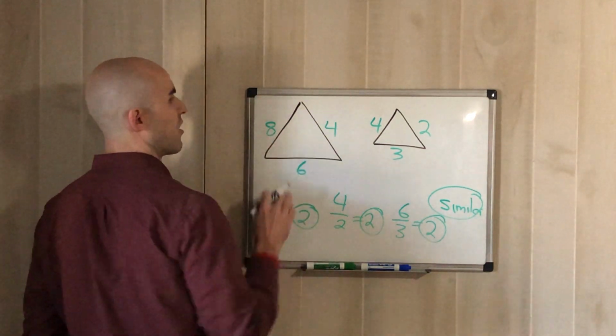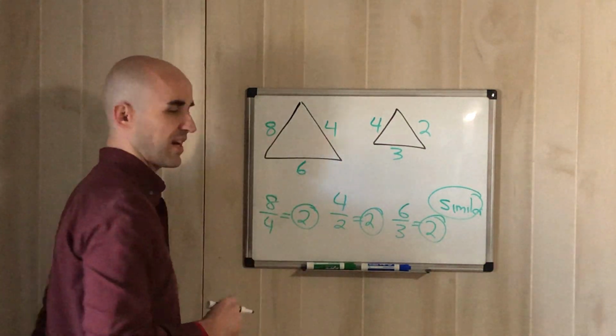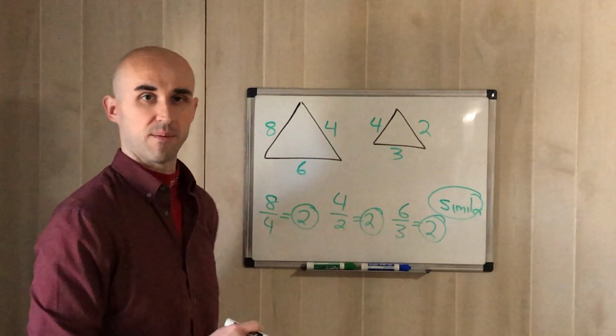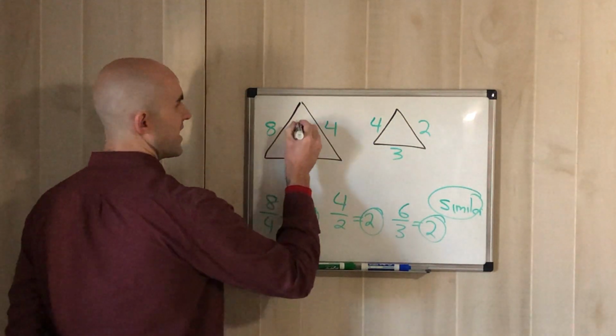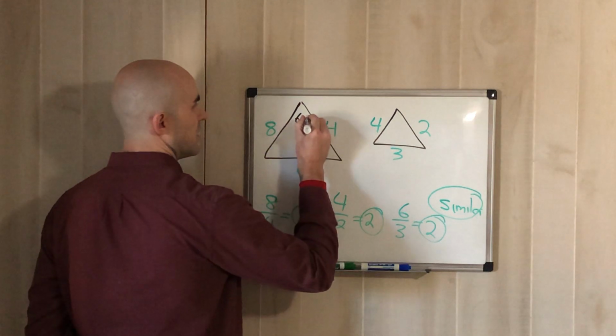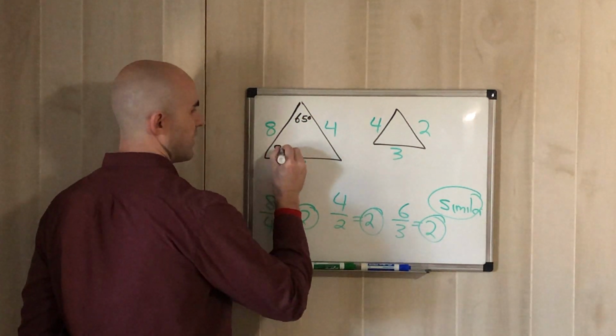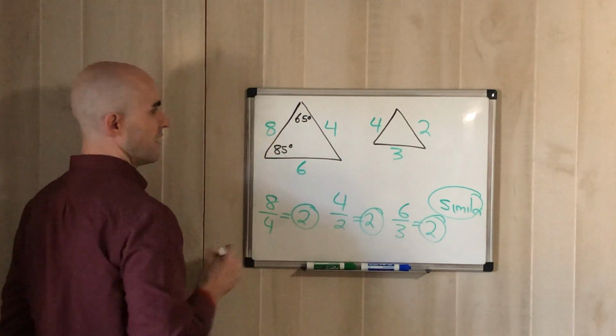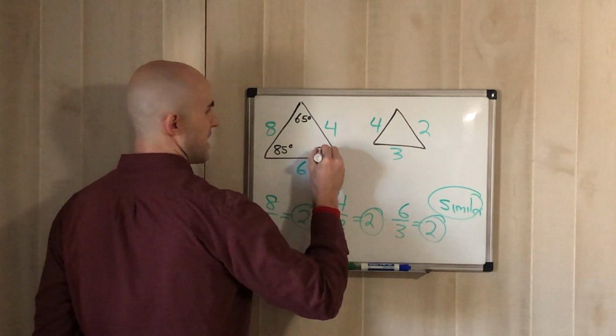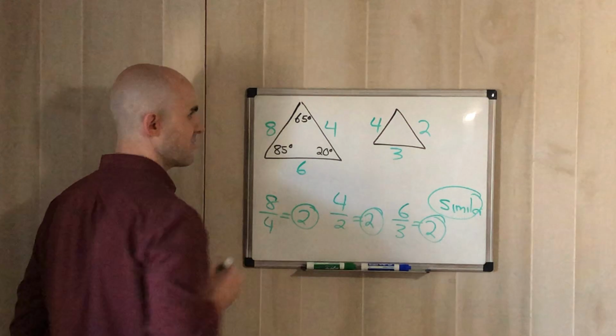These are triangles, so we automatically know this triangle adds up to 180. We know that this triangle adds up to 180. So let's say this angle came out to 65 degrees, and let's say this angle was 85 degrees. So this one would have to end up being 20 degrees.